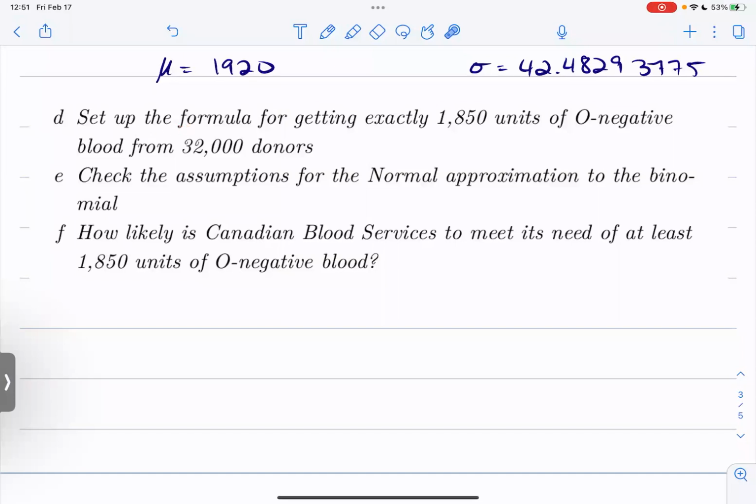Check the assumptions for the normal approximation to the binomial. Check that it's a binomial, which we assume it is. And also N times P has to be greater than 10 and N times Q has to be greater than 10. And then I'll let you work on that one.